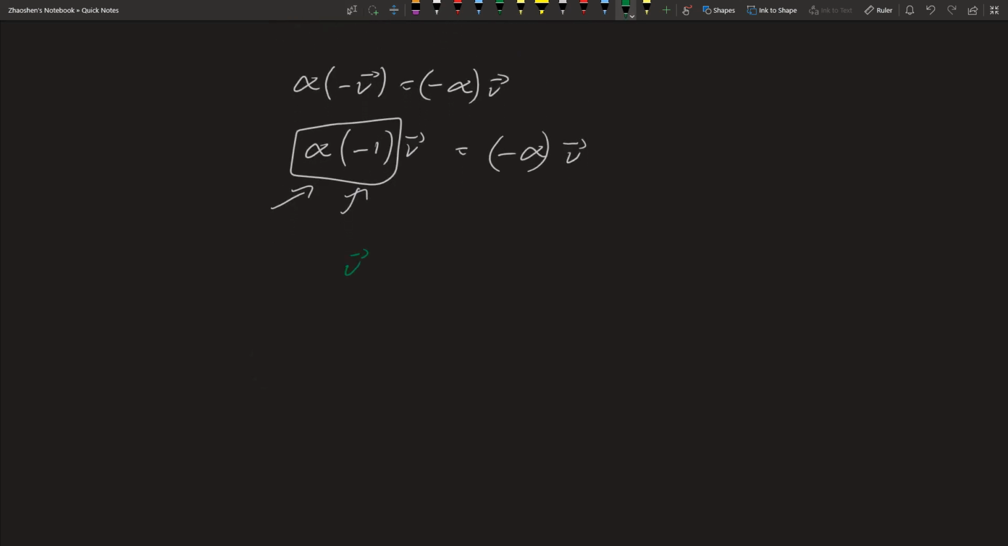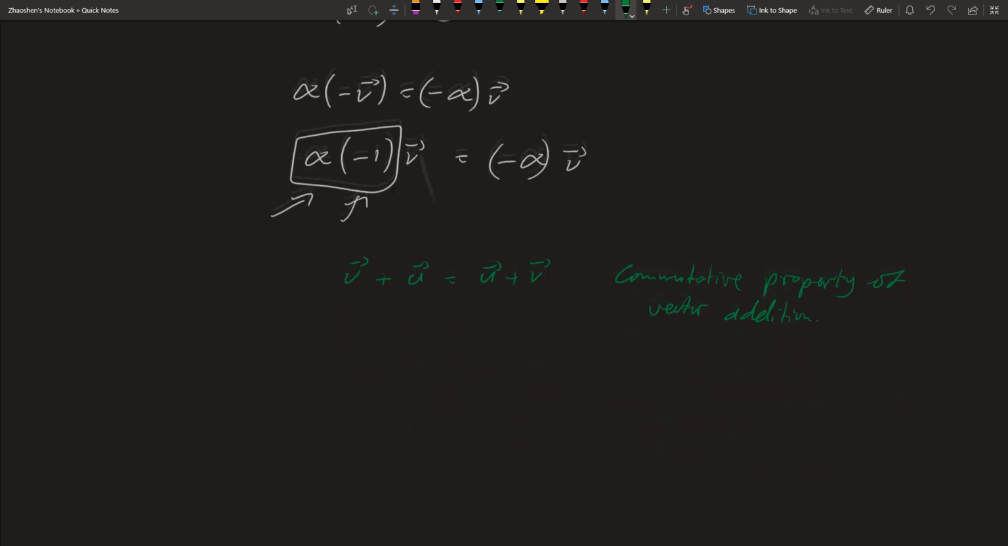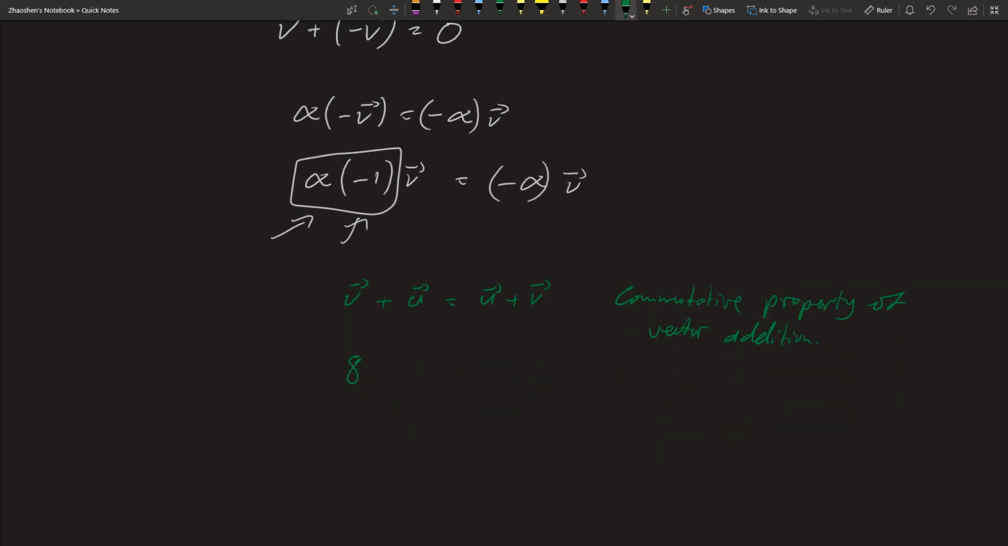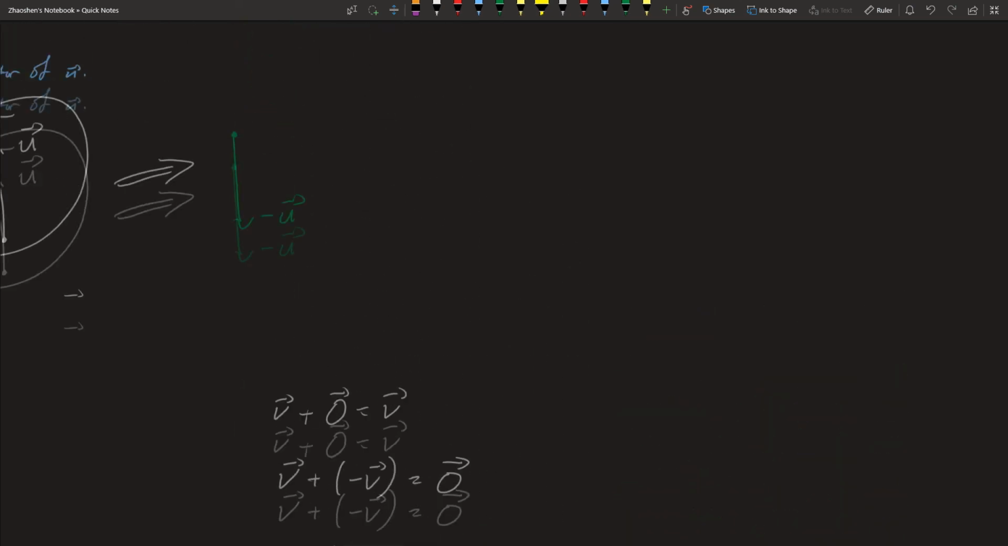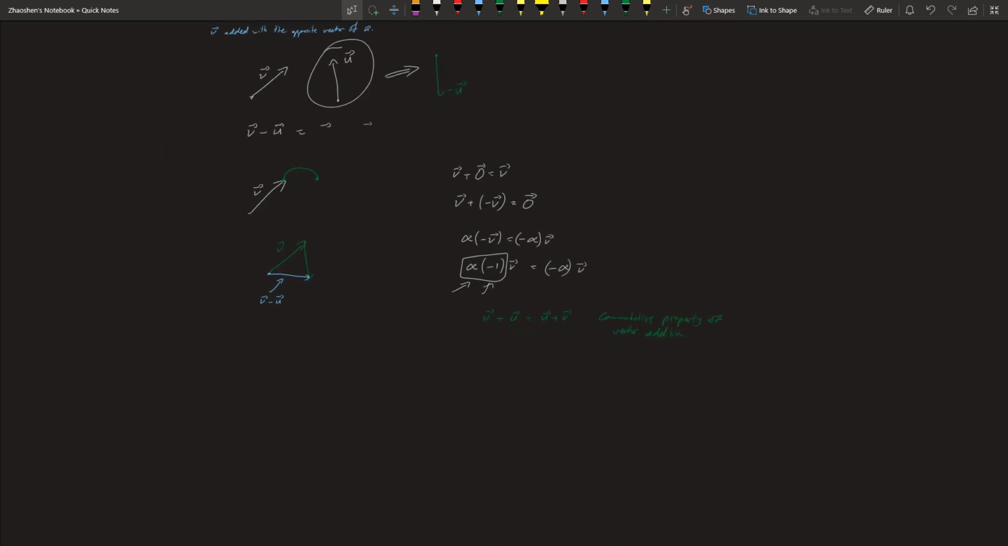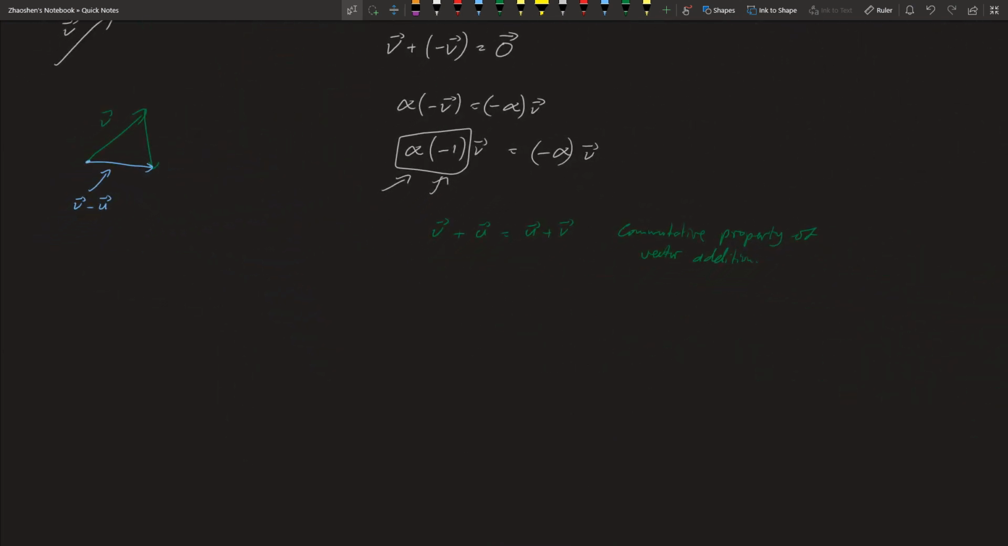So a vector v plus a vector u will be equal to u plus v, right? They are commutative. This is the commutative property of vector addition. Now, obviously this holds true for numbers, so 8 plus 3 equals 3 plus 8, but we defined vector addition using, where is it? Using the triangle rule, right? So let's do something similar.